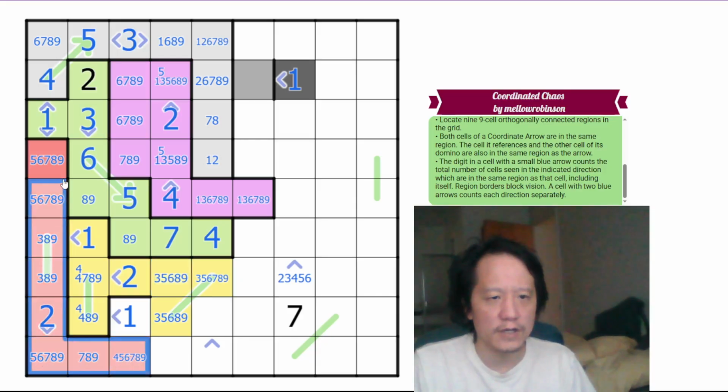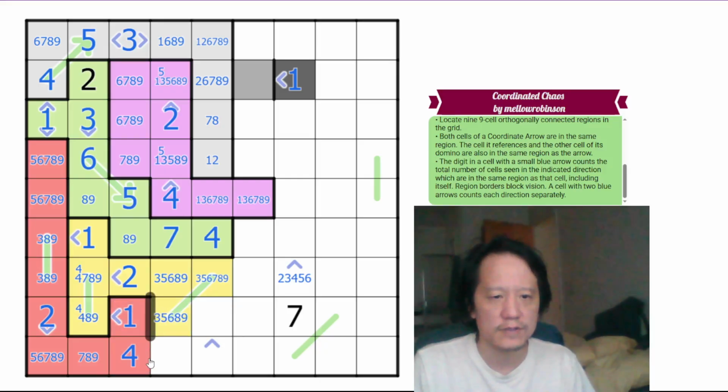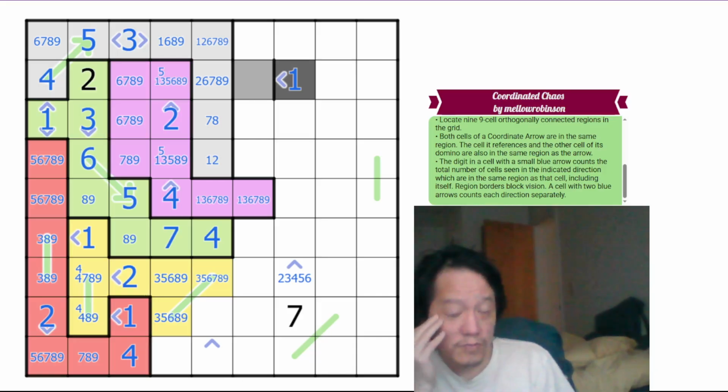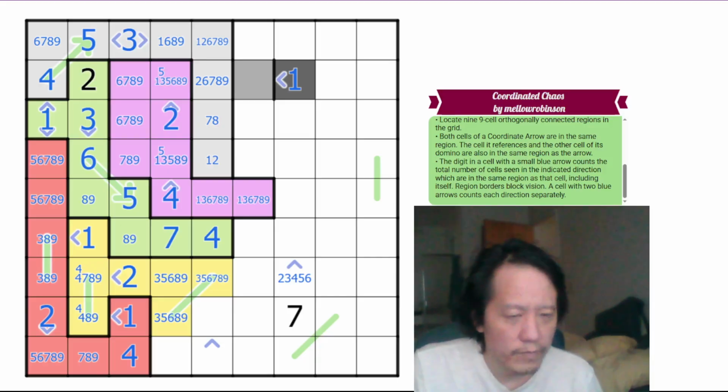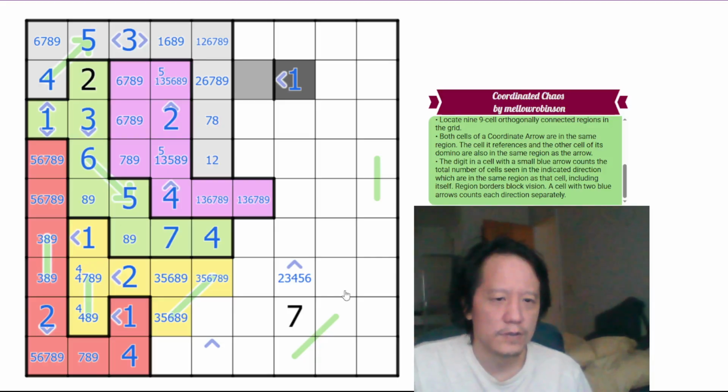We need a 4. So one of these is 4 here. And this can't be 4 because of the 4 in the column. We need a 4 for the red region, so this is 4. This cannot be yellow, so this must be red. So red is all done. So column 4 works, kind of, maybe.